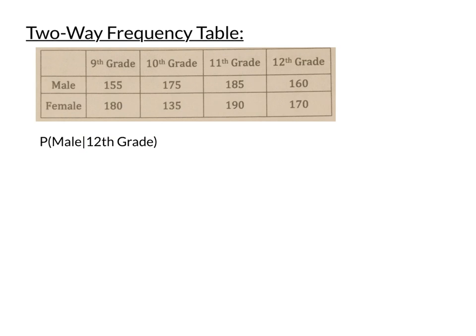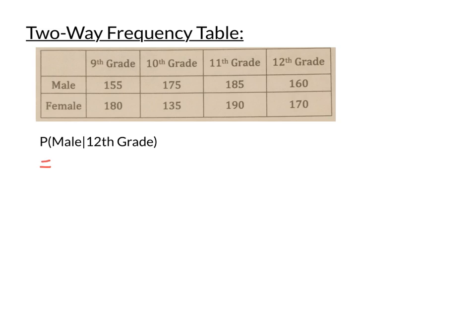Oftentimes, the way that standardized tests are going, like ACTs, SATs, and MCAs, the way that they're going to represent conditional probabilities is through a two-way frequency table. For instance, in this table, we got the demographic breakdown of a certain high school. So we could see how many students are male and female in each of the grades. So we can see that there are 155 ninth graders who are male and 180 ninth graders are female, and so on.